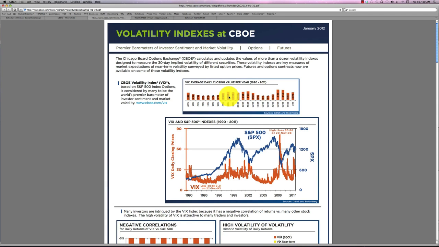This is a document issued by the CBOE about volatility indexes, and it describes the VIX in a few different terms. First of all, we can see that the VIX is based on the S&P 500 index options and is considered by many to be the world's premier barometer of investor sentiment and market volatility.